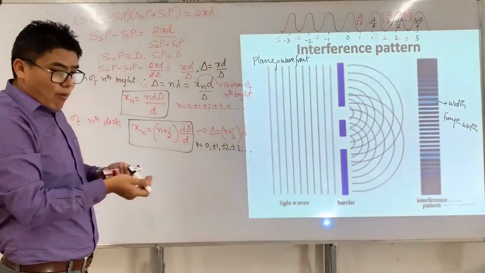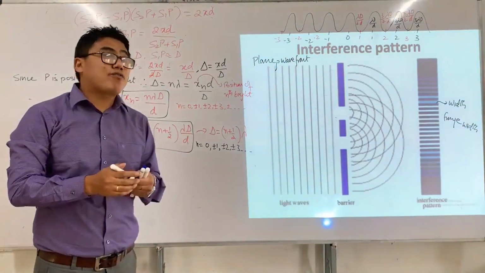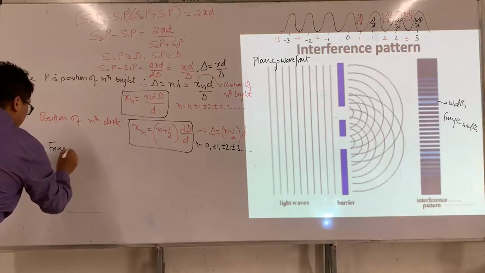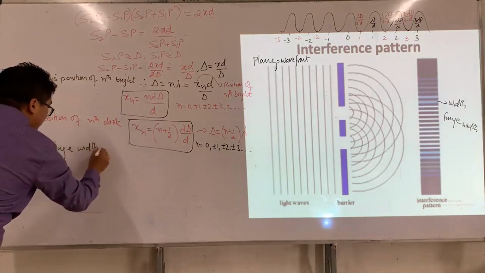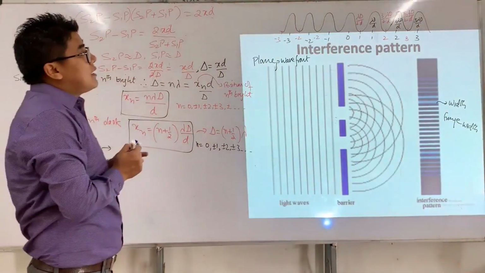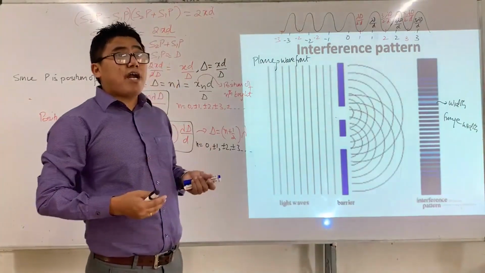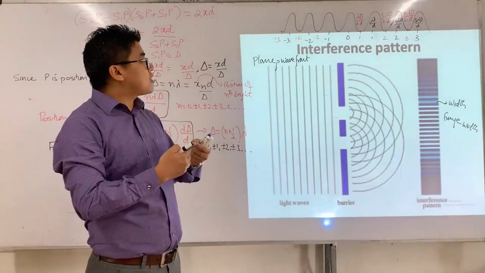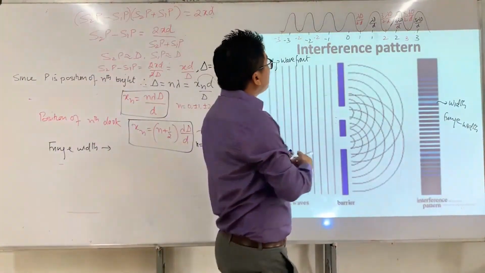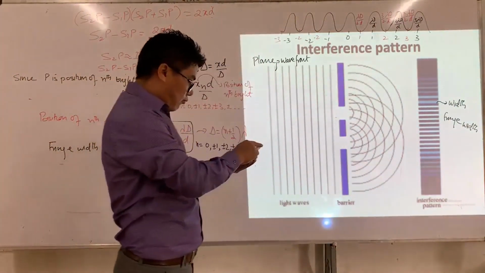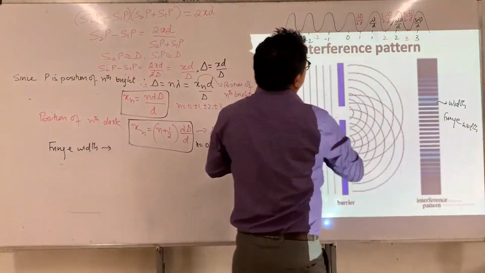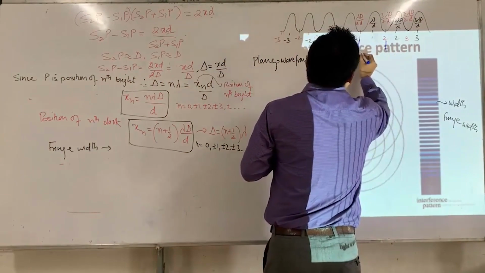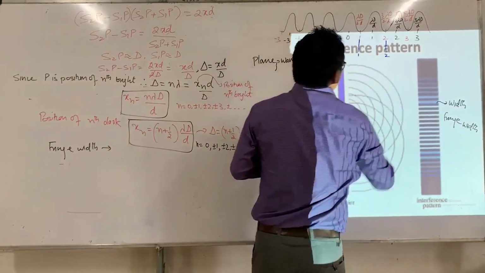So now we would like to find out the fringe width. What is fringe width? The fringe width is what we define as the distance between two consecutive darks or the distance between two consecutive brights. Let's say the distance between two consecutive darks, this is the first dark, this is the second dark.